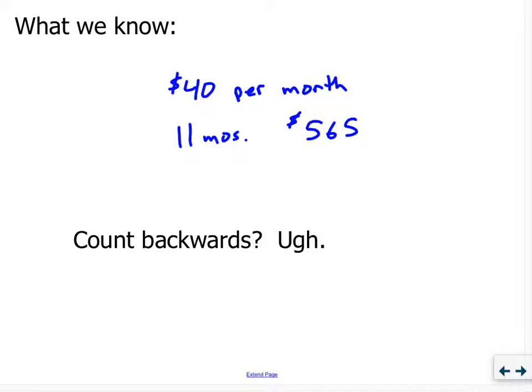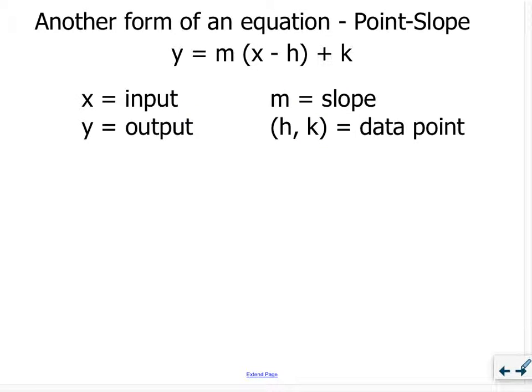That is not a starting value. That is not a y-intercept. Well, you might be saying, well, I'll just keep counting backwards like I did in the past. Do you really want to keep counting backwards 11 times? I know I don't want to do that. So here's the better way to do it. The better way to do it is an equation that's in the form of what we call point slope.